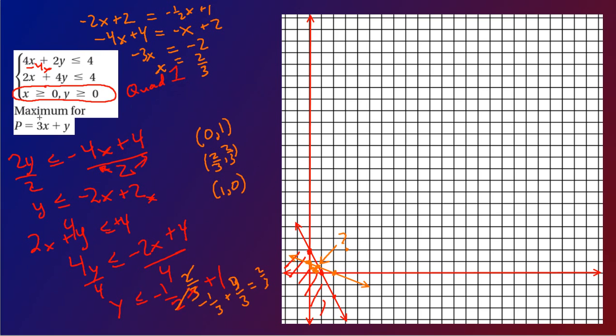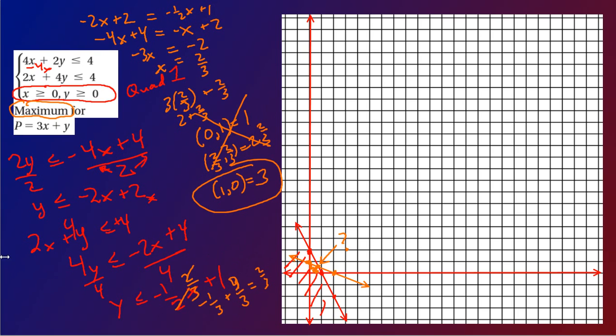Alright, so I want the maximum for this. So if I put in 0, 1, I get 1. And down here, if I put in 1 for x, I get 3. And if I put in these, well, let's see. 3 times 2/3 plus 2/3. So this is going to be 2 plus 2/3. So that's 2 and 2/3. It looks like this is the one, so these others are not it. Alright, that's it. Graph neatly in order to do these.